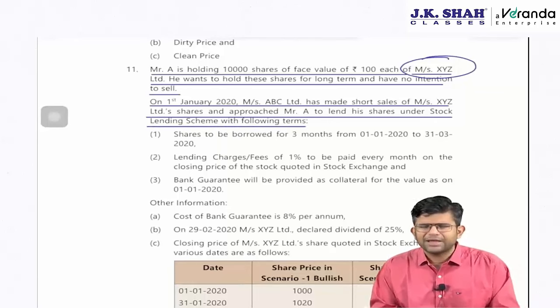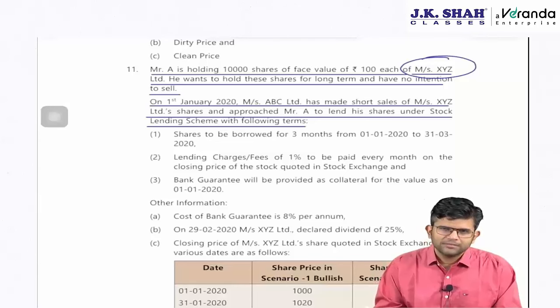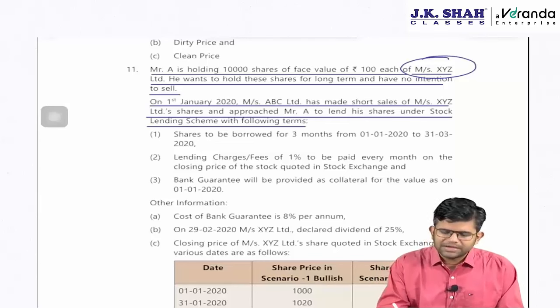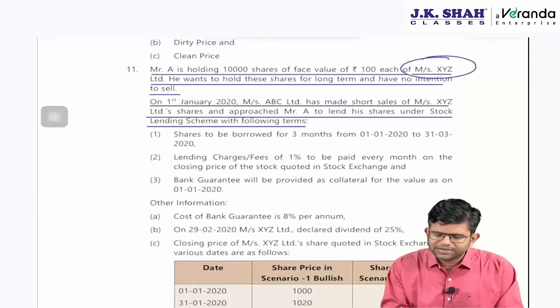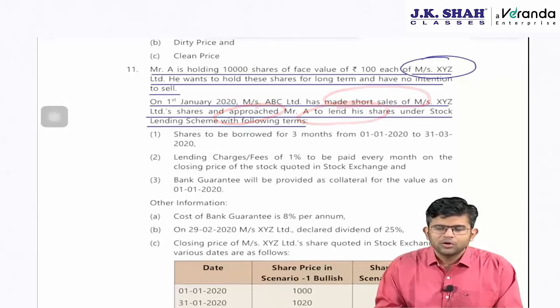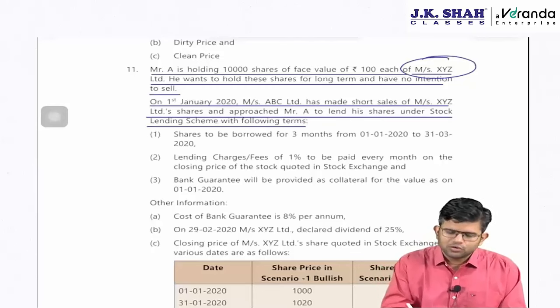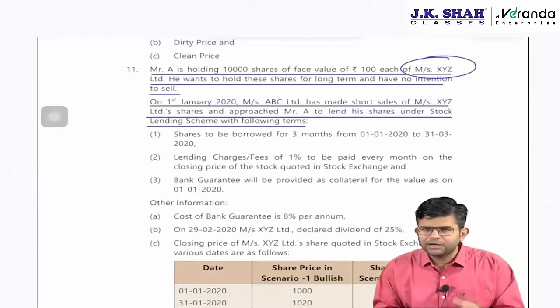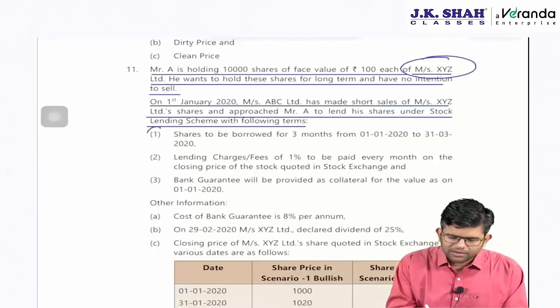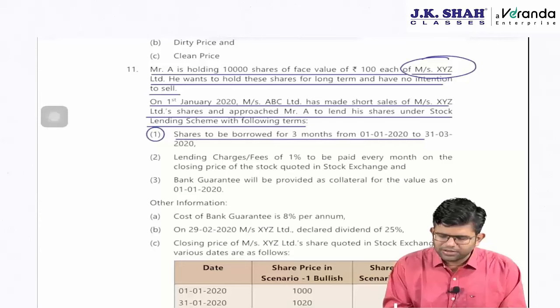So slight error in the way the question has been framed. Please understand that first ABC will have to approach A to lend the shares, only then it can do short sales. So let's say A has agreed to lend the shares. Now what are the terms? The first term is shares are to be borrowed for 3 months period.